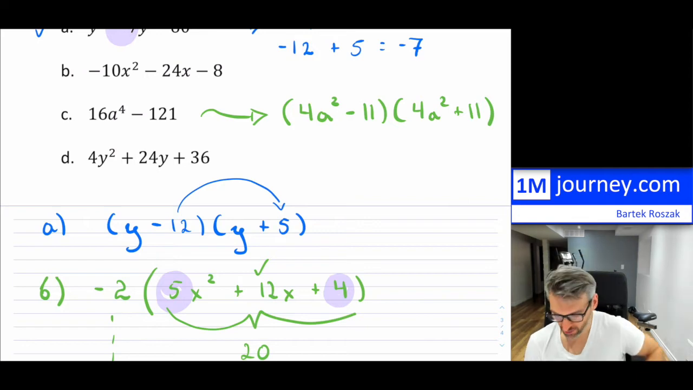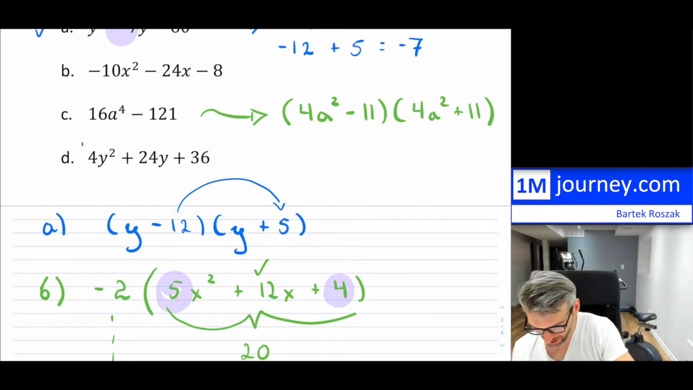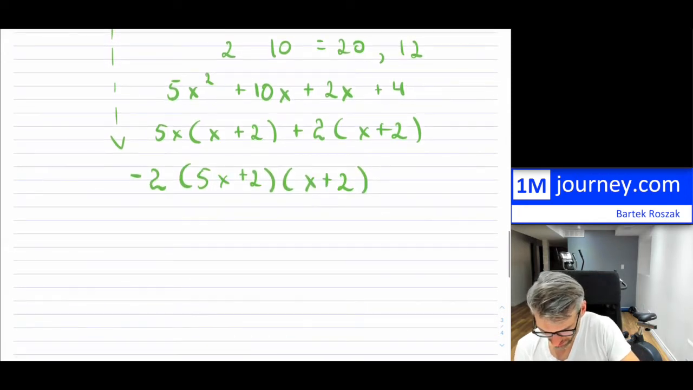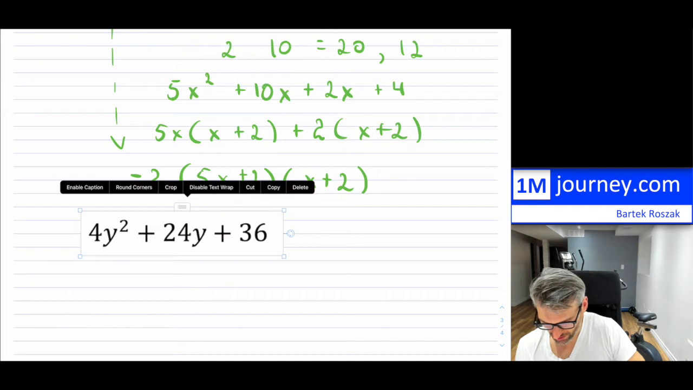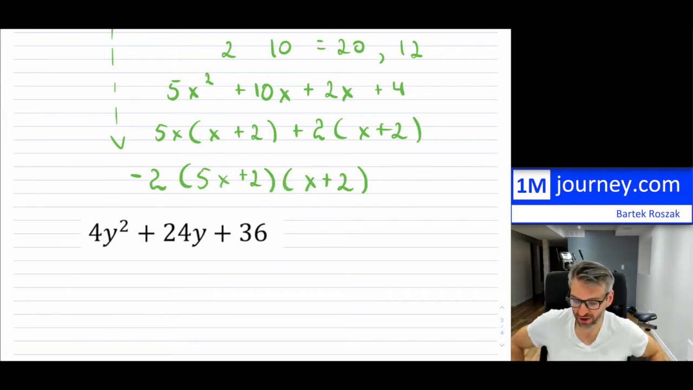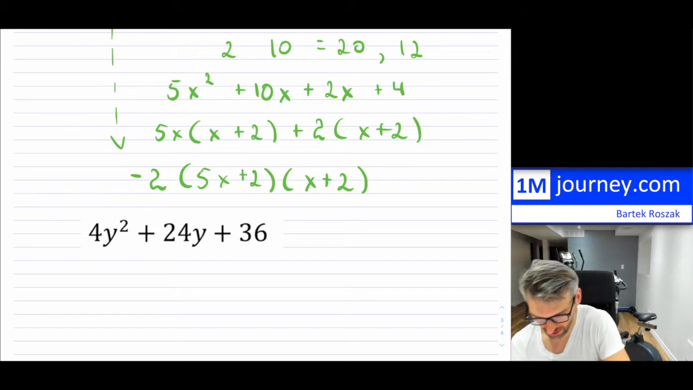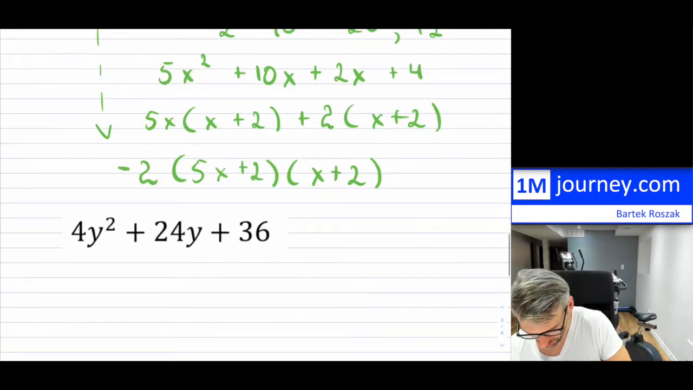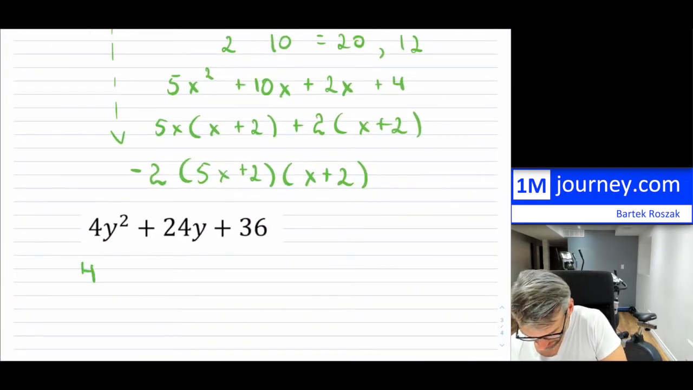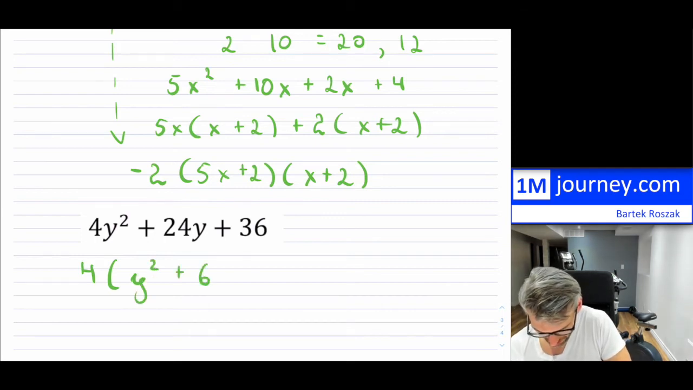And then the last one, let's do that. So I'm going to just take this one out. I can't see exactly how this will be factored. But I do see there's a 4 in front, and actually 4 can be factored out from the 24 and the 36, so that should help. So I'm going to do that first, and let's see what I have left. Y squared plus 6y plus 9.